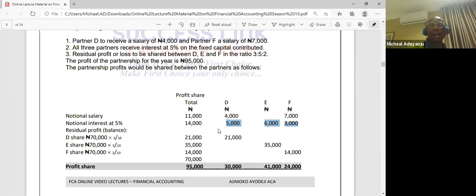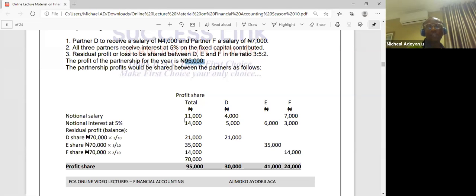Now note, it is the addition of this notional interest and your notional salary that is deducted from the profit for the year, because your notional salary and your notional interest are always removed from your partnership profit for the year. So it is the difference between the addition of notional salary and notional interest, minus the profit for the year, that is now what they will actually share.